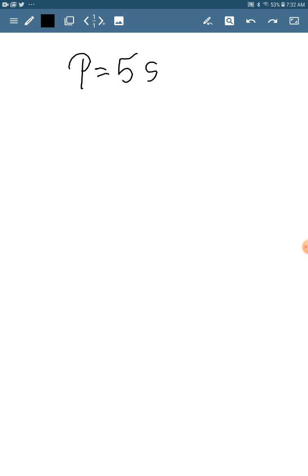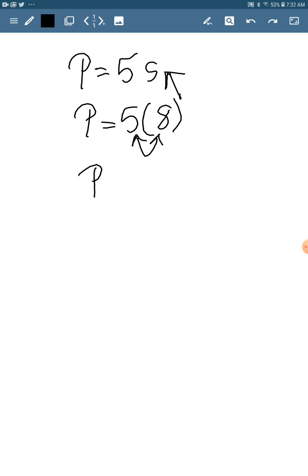Well, we don't know what the P is. That's what we have to figure out for perimeter. But they told us that the side length was 8 inches. So I'm actually going to plug that in and say P is equal to 5. And instead of an S, I'm going to put the 8 there because they said 8 was the side length. Now, in order to solve the perimeter, I just have to multiply those two numbers together because they're right next to each other. So the perimeter is equal to 40.